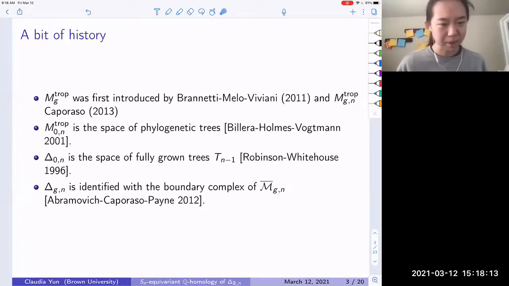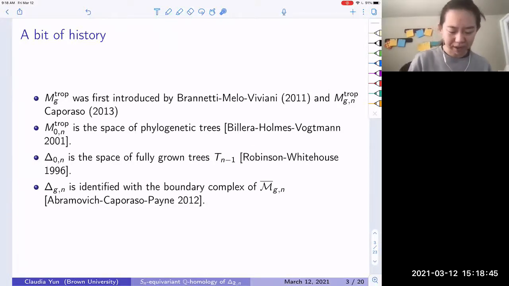the 2013 paper. However, even before these constructions, before tropical geometry came around, the spaces they define actually have appeared in other contexts of math way before that. For example, MTROP-0n is the space of phylogenetic trees, as just mentioned and discussed a lot by Anthea. And it was first defined in 2001.